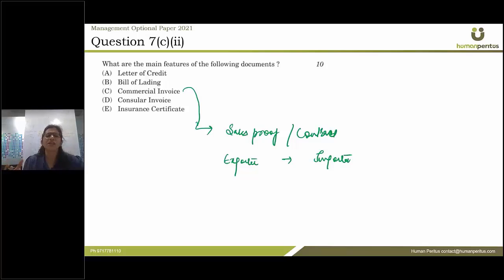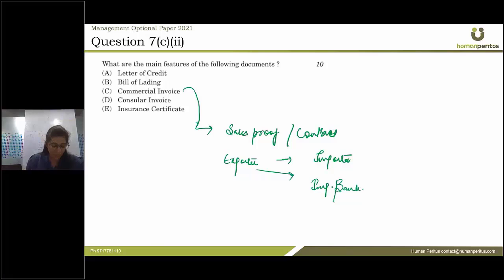If it is a very small kind of transaction where the importer has made the payment parallelly to the exporter, or in case where letters of credit or banker's acceptance has been used, the exporter gives this document to the importer's bank in that case.